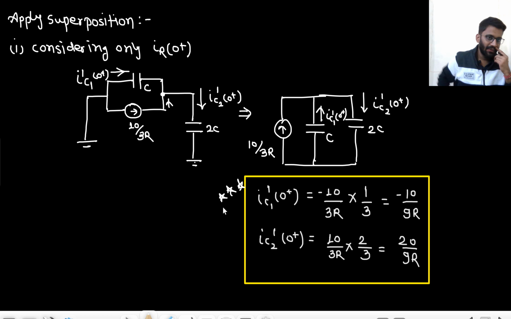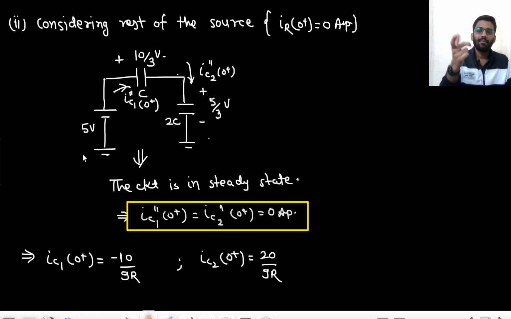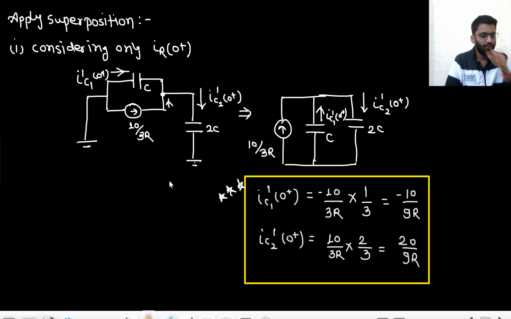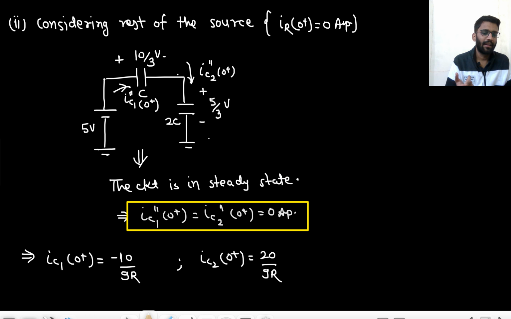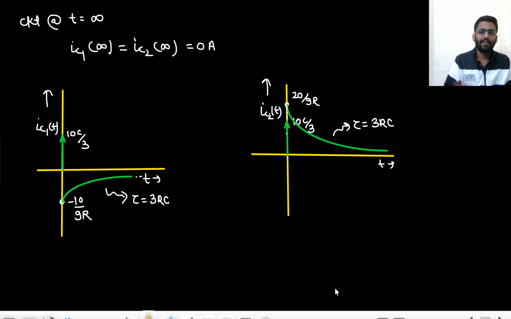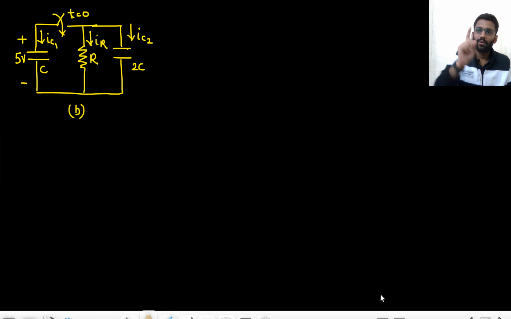Then I also need to check the 5 volt, 10 by 3 volt, and 5 by 3 volt sources. When I consider all of them at one time, I find the circuit is in steady state, so there is 0 ampere current because of these voltages. Only the current coming from the resistor current, that is my initial current. So minus 10 by 9R and 20 by 9R are the currents at t equals 0 plus, and then they decay down to 0 ampere. So initially an impulse, then the initial current minus 10 by 9R decaying to 0, and 20 by 9R decaying to 0, the time constant being 3RC. Well and good. Now try this question on your own.